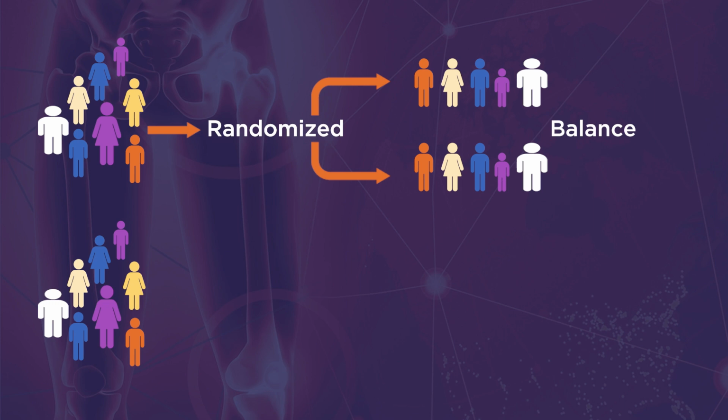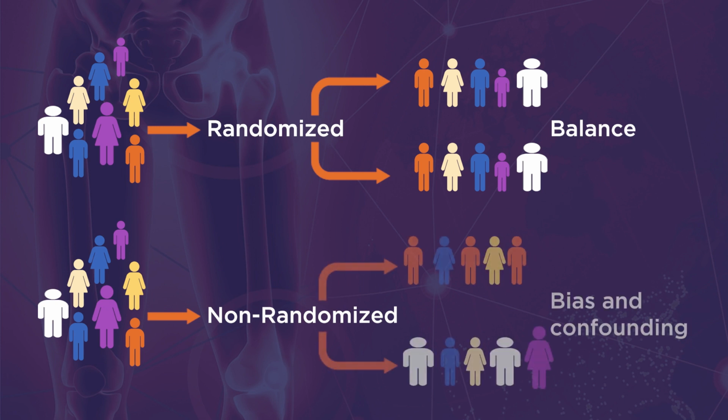However, orthopedic studies are often based on non-randomized retrospective cohorts. Patients in the comparison groups differ in demographics, comorbidities, and other characteristics. Therefore, comparisons are subject to treatment selection bias and confounding.